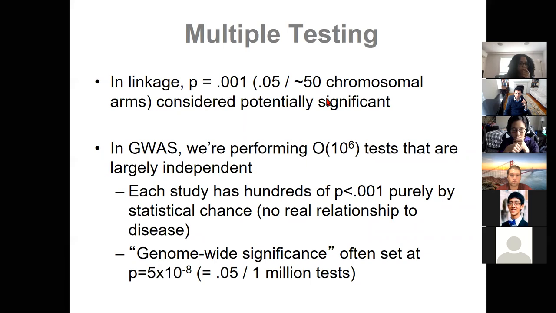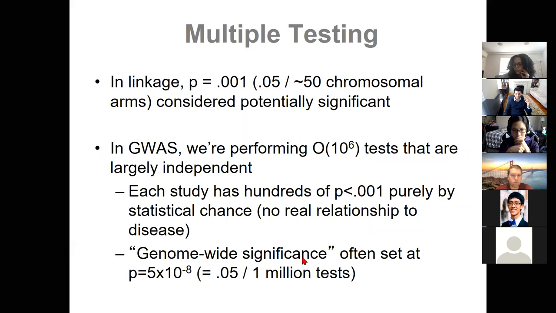But with genome-wide association studies, we're actually performing a million different tests that are largely independent from each other, one in every LD block. Every study naturally has hundreds of 10 to the minus 3 p-values purely by statistical chance. There's no real relationship to the disease. It's just a statistical fluke because you're testing millions of things. So that's where the concept of genome-wide significance came from.